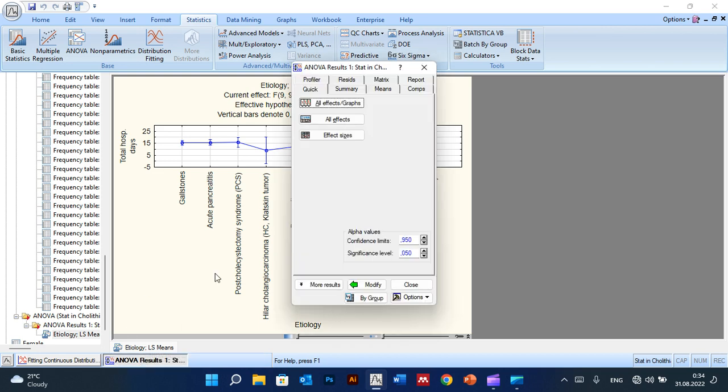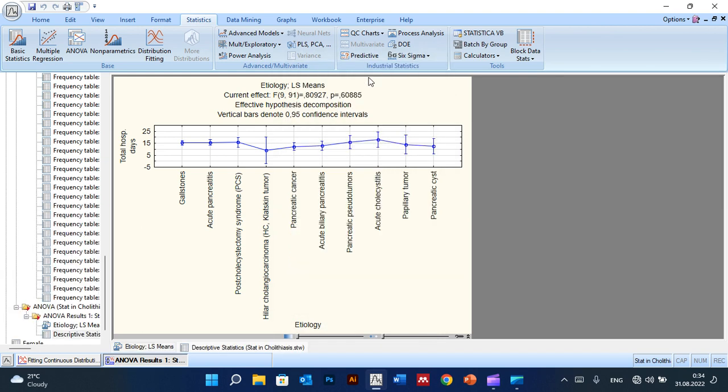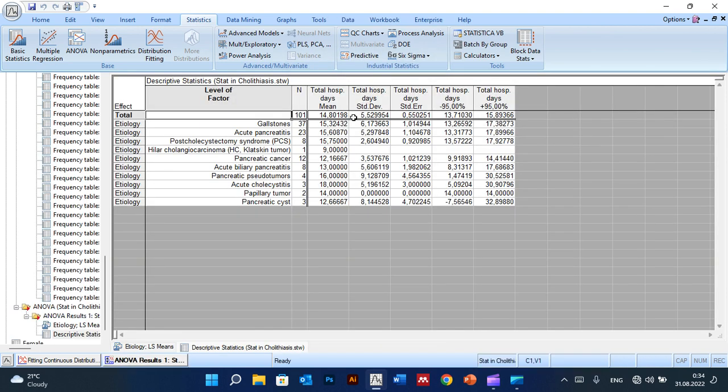But we can also take not only the etiology, I add the summary. You can see the summary statistics. It is also an interesting part. So you can see that the number of patients who got gallstones is 37. The mean total hospitalization days of patients with gallstones is 15. So you can also describe this data. It is interesting data. I recommend you to describe it also.